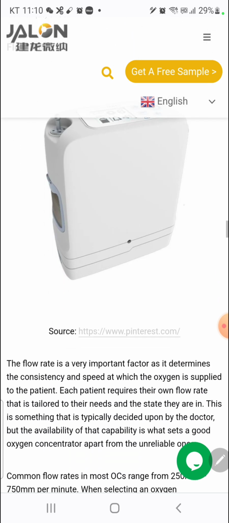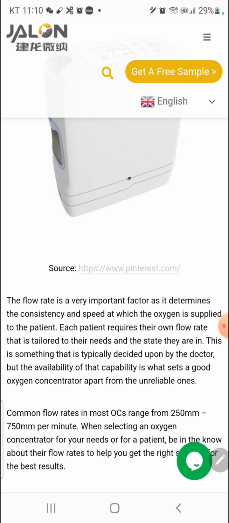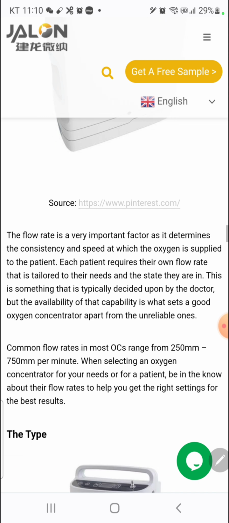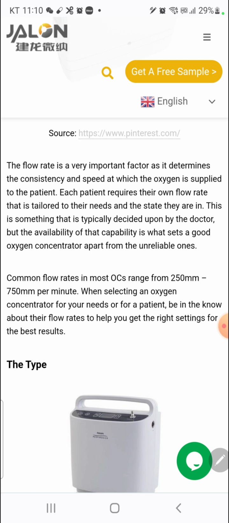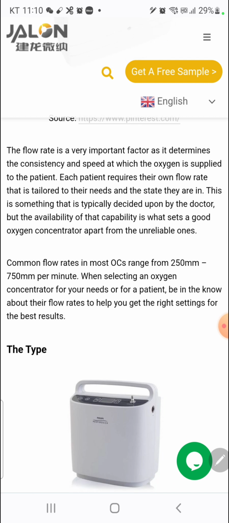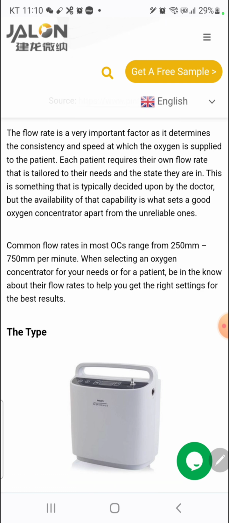Flow rate. The flow rate is a very important factor as it determines the consistency and speed at which the oxygen is supplied to the patient. Each patient requires their own flow rate that is tailored to their needs and the state they are in.